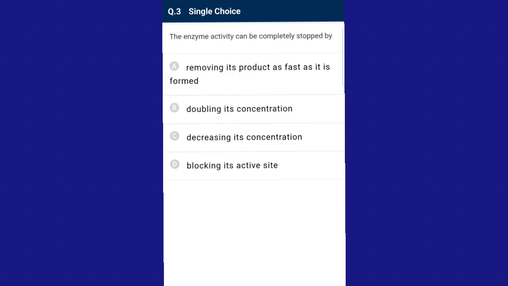Question number 3. The enzyme activity can be completely stopped by? The enzyme activity can be completely stopped by blocking its active site. The active site of an enzyme is a crevice or pocket into which the substrate fits. Thus the enzymes catalyze reactions at a high rate through their active site.